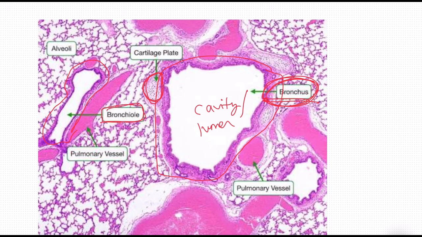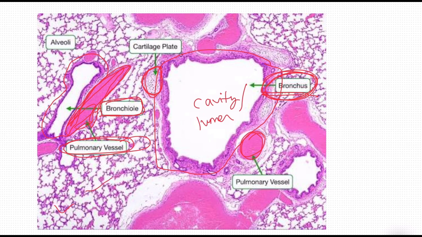Then there are pulmonary vessels. This pinkish material shows blood, red blood cells. These are pulmonary vessels. All this tissue is nothing but alveolus. So in this topic, we saw some concepts regarding the functional and structural division of the respiratory system and saw some cells of the respiratory tract. Along with it, we also saw a histology slide showing respiratory tissue.